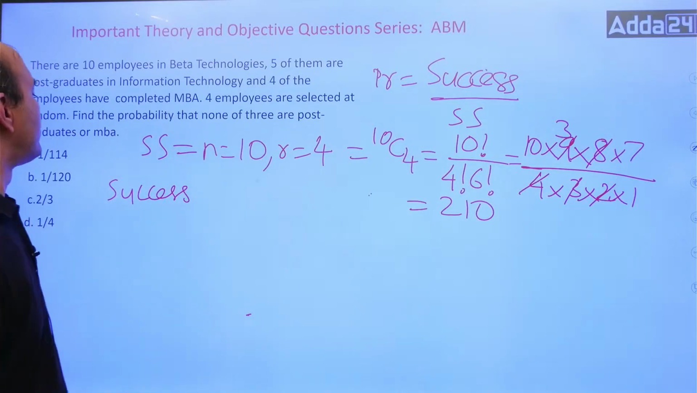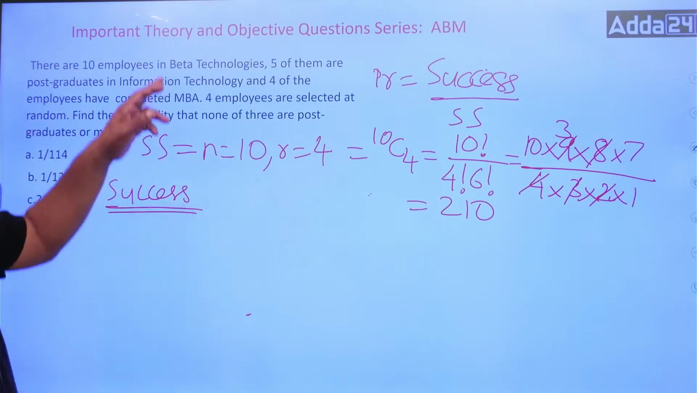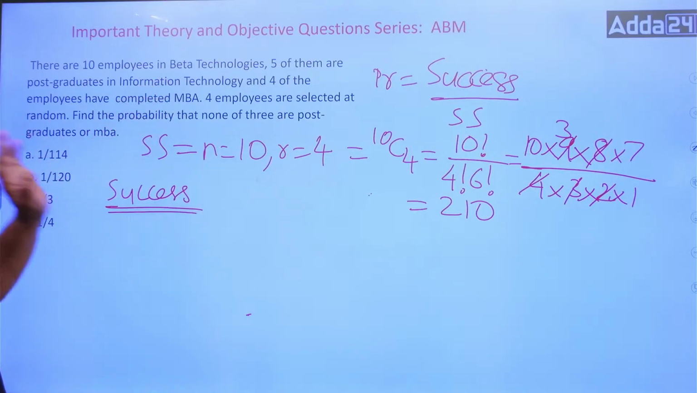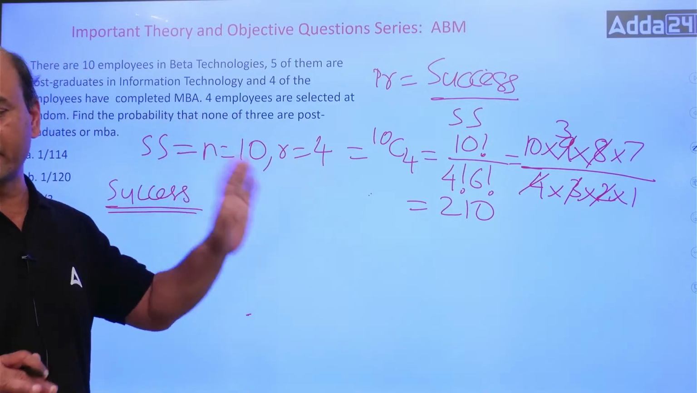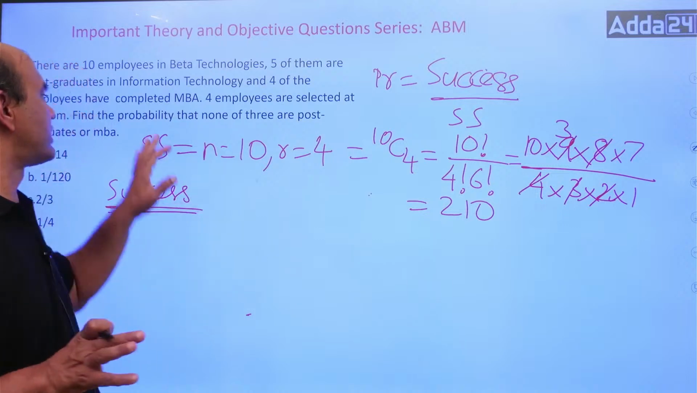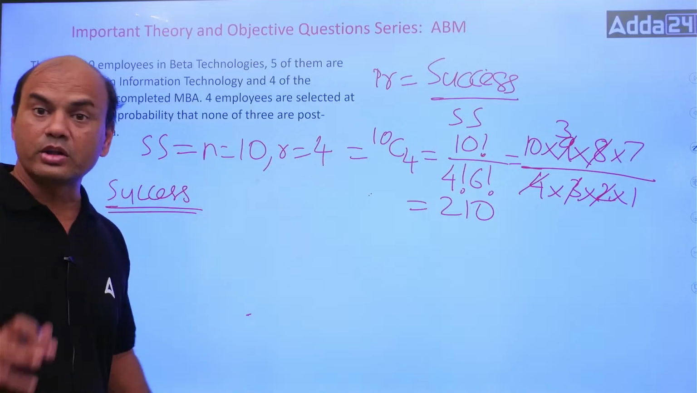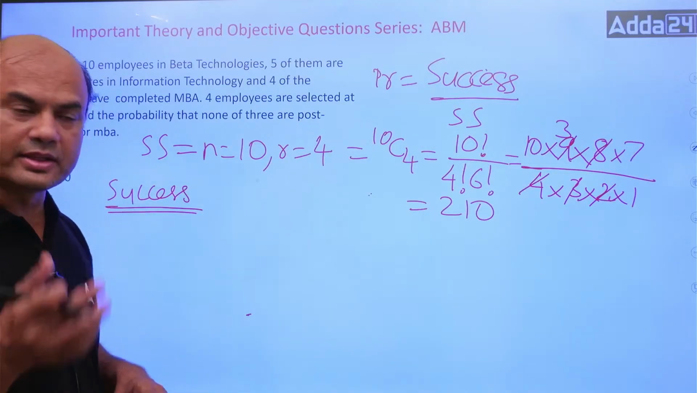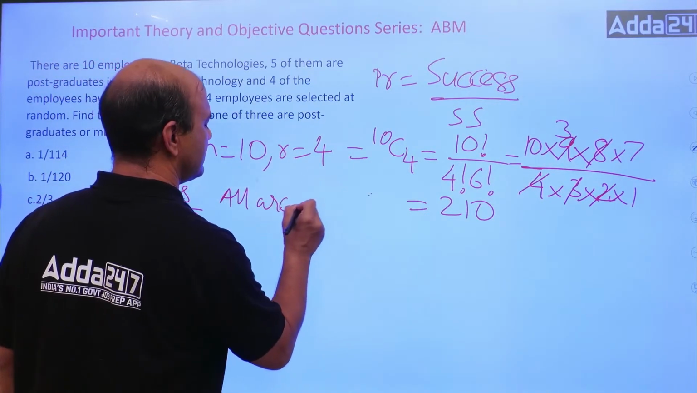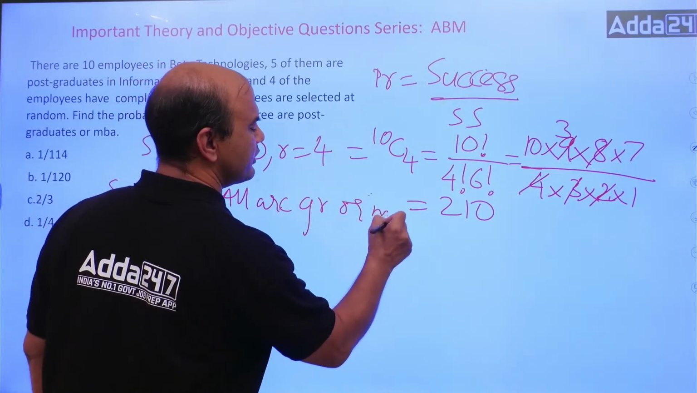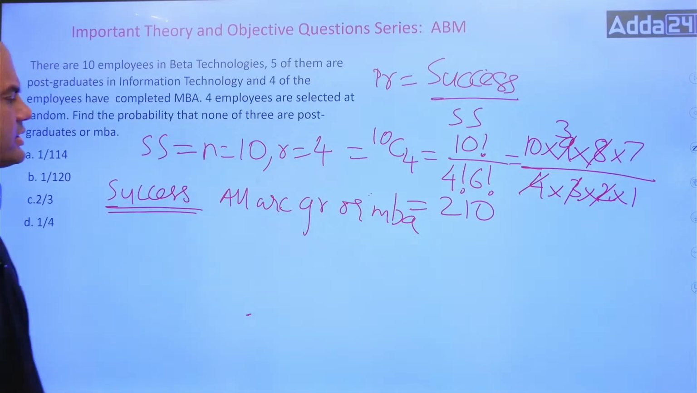So, what is the success for getting the PG? How do I select a PG? 5 of them are PGs and I have to select 1. So, see here, first don't consider this negative part. Let's leave it for the end. First, let's find the probability that all of them are graduates or MBAs. So first what we'll do is, all are graduates or MBA. This is what we'll first find out. How is this? Or means what? Plus.